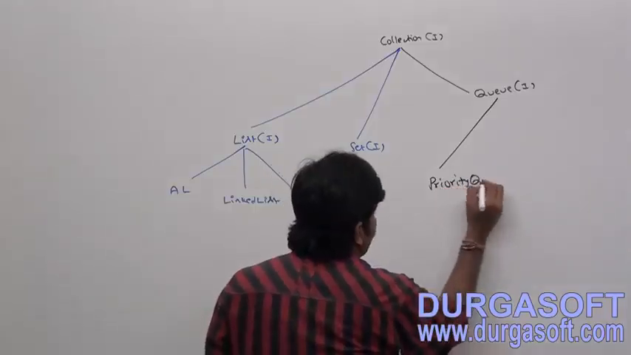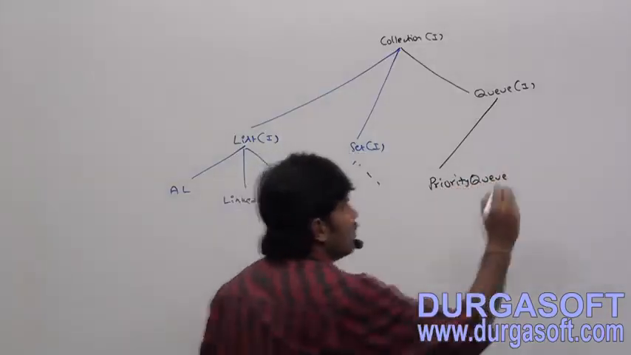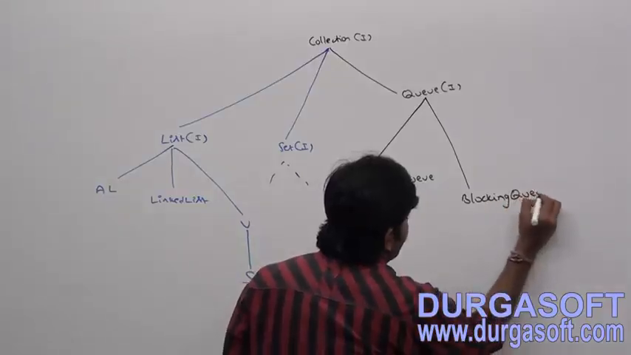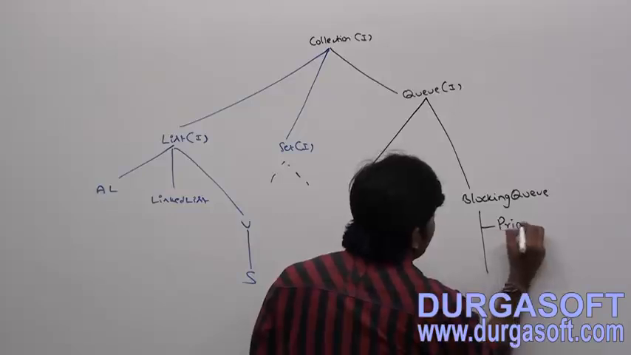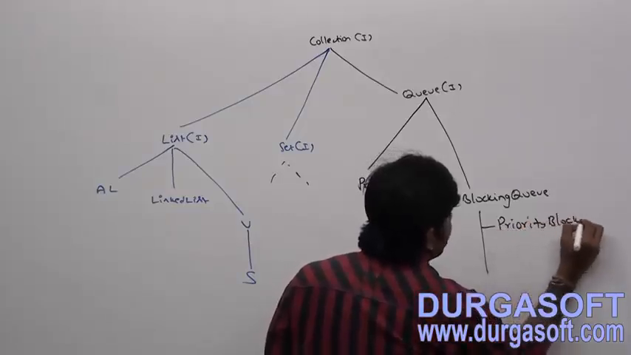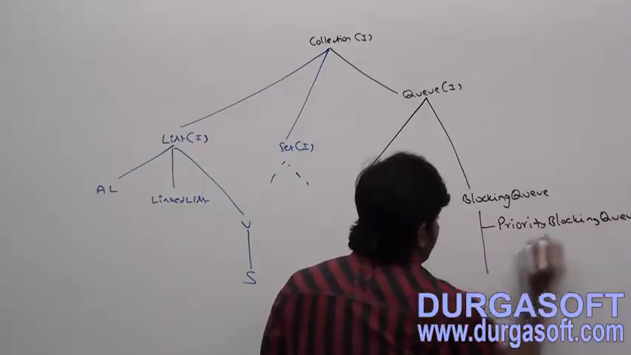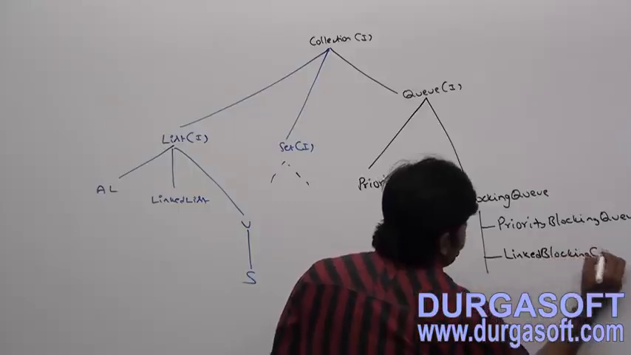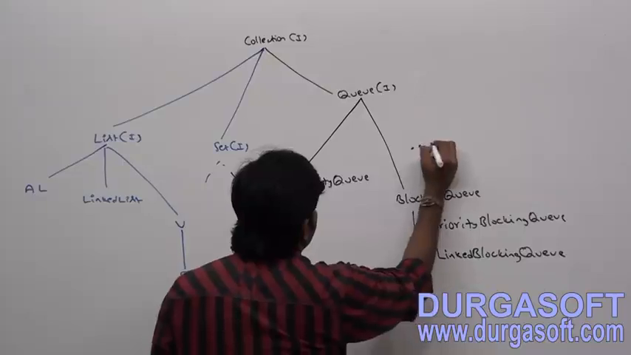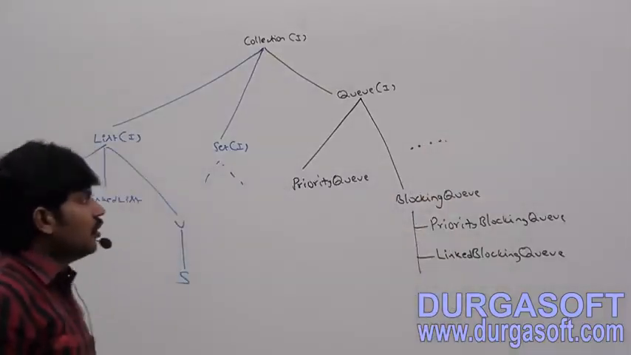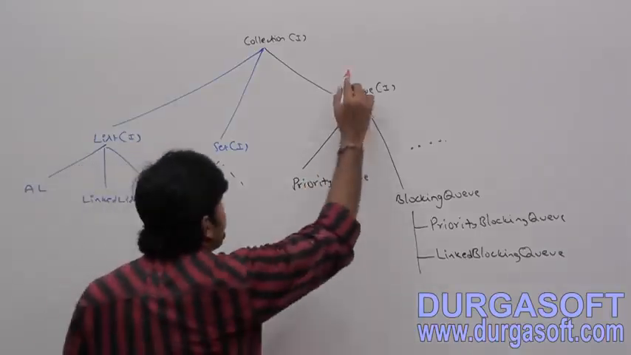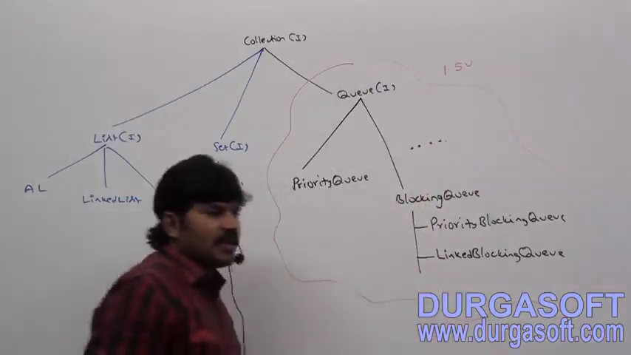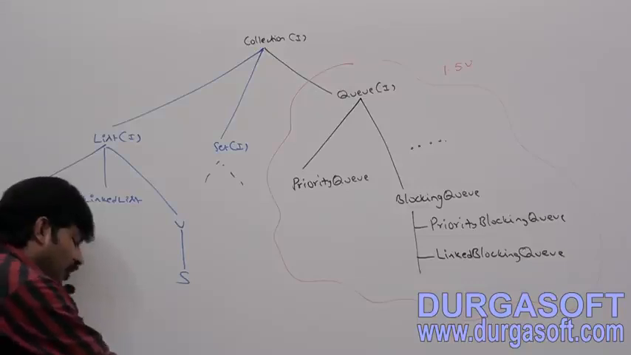Priority queue is an implementation class. Next blocking queue, priority blocking queue, linked blocking queue. There are several. Do you know in which version this total concept came? It is the 1.5 version.